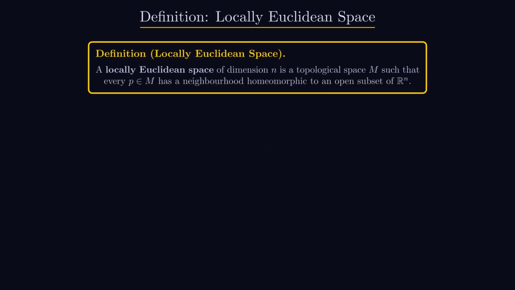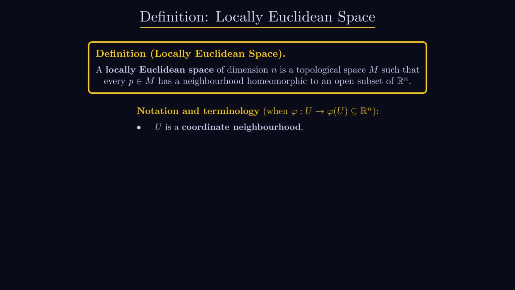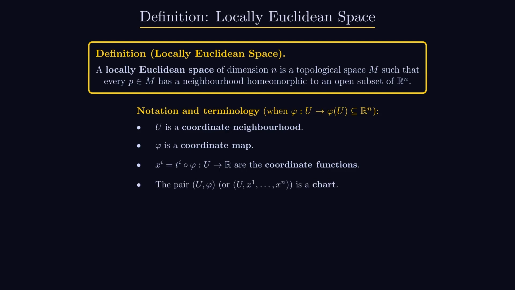A locally Euclidean space of dimension n is a topological space M such that every point P in M has a neighborhood homeomorphic to an open subset of Rn. When phi maps U into an open subset of Rn, we adopt the following terminology. U is called a coordinate neighborhood. Phi is the coordinate map. The component functions xi equal ti composed with phi are the coordinate functions, where ti denotes the ith canonical coordinate function on Rn, simply the map that reads off the ith component of a point. And the pair, U and phi, is called a chart.